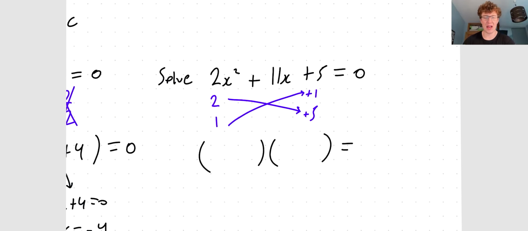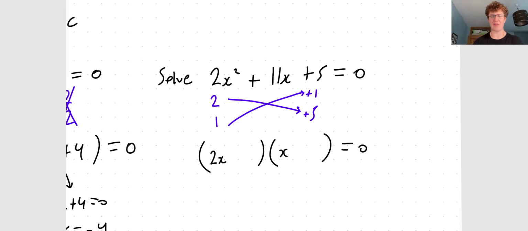Now, I'm going to put the 2x into this bracket and the 1x into this bracket. Now, this is the key step students mess up. The 2 has to multiply with the 5, okay? So the 5 can't go in the same bracket as the 2, because if it did, it would never be in a scenario where the 2x and the 5 can multiply.